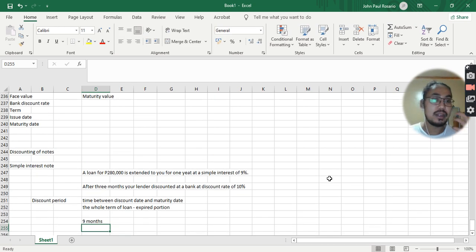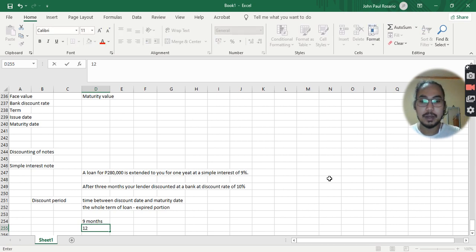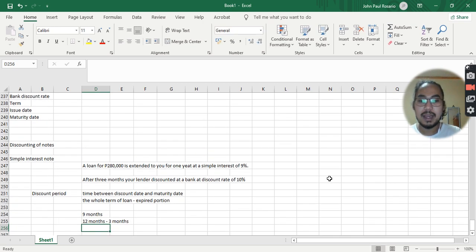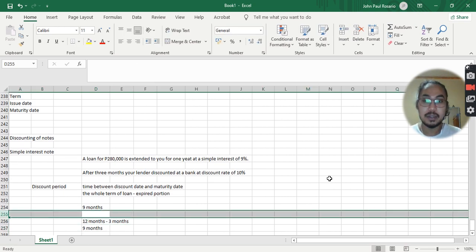And you can do it this way too. 12 months is the whole period. How much has passed? 3 months have passed. So minus 3 months, the remaining would still be 9 months. Okay, so that's your discount period.